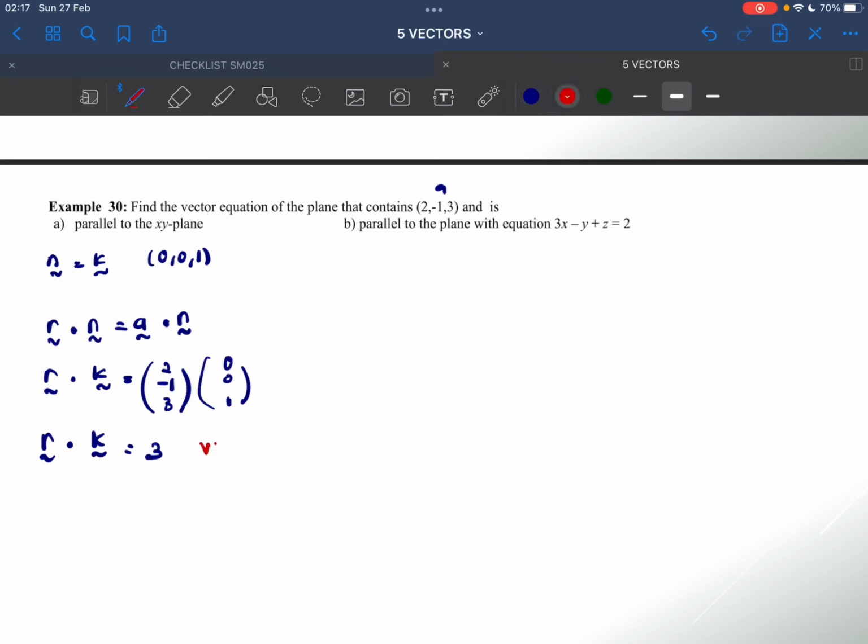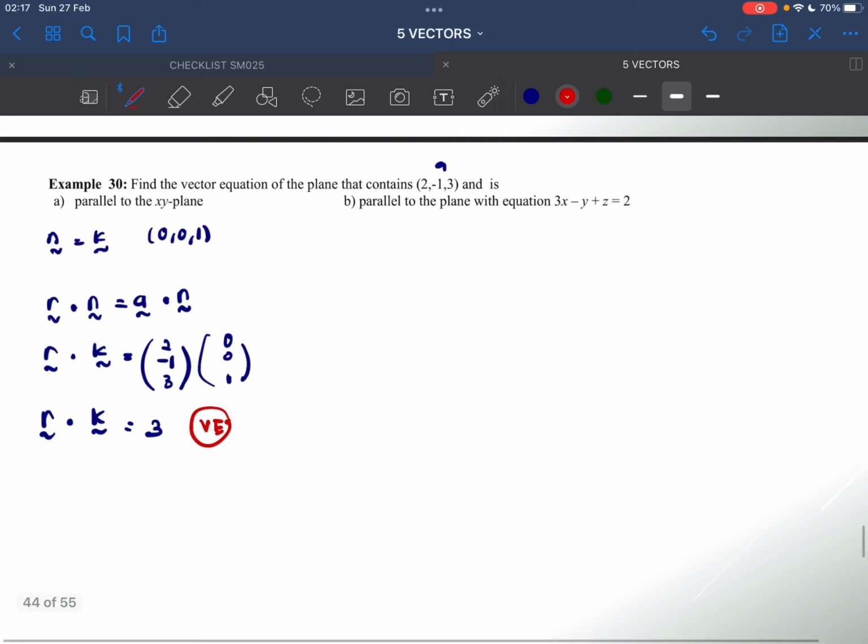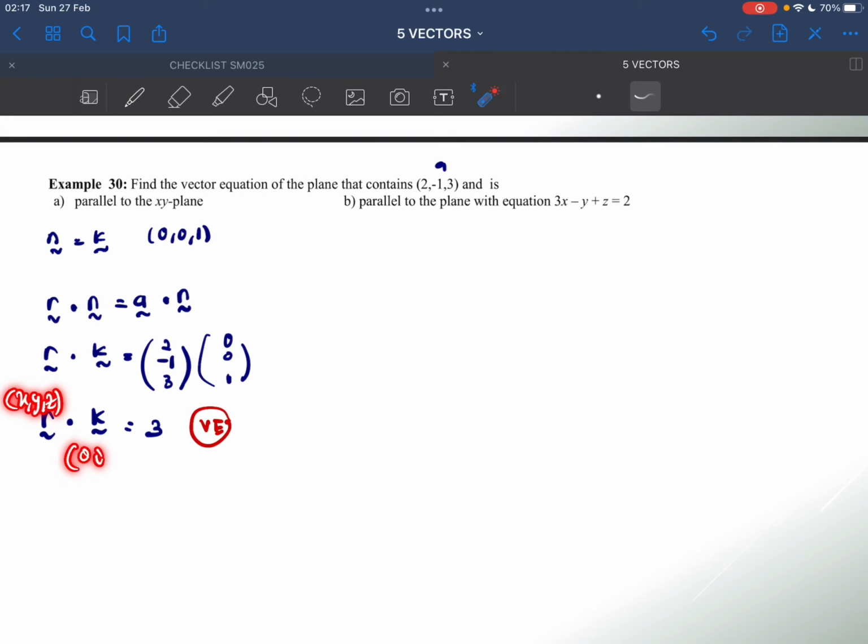Let's see if the question asks to find the Cartesian equation. So x, y, z dot 0i plus 0j plus 1k. That means x times 0, y times 0, z times 1. So z dot k times k, you'll get z only, equals 3. Okay, so this is your Cartesian equation.